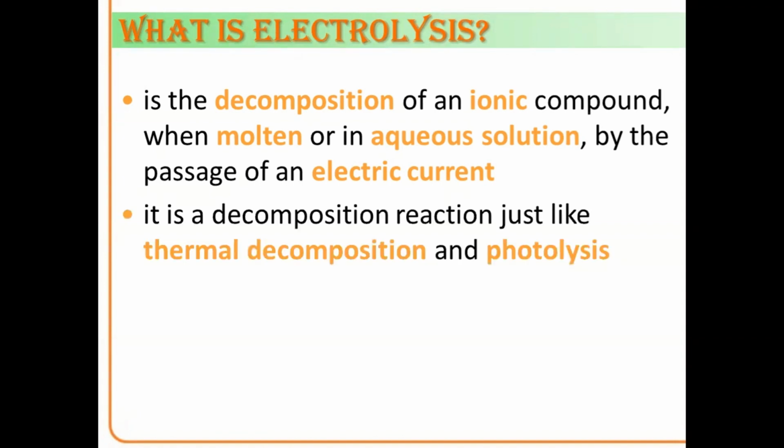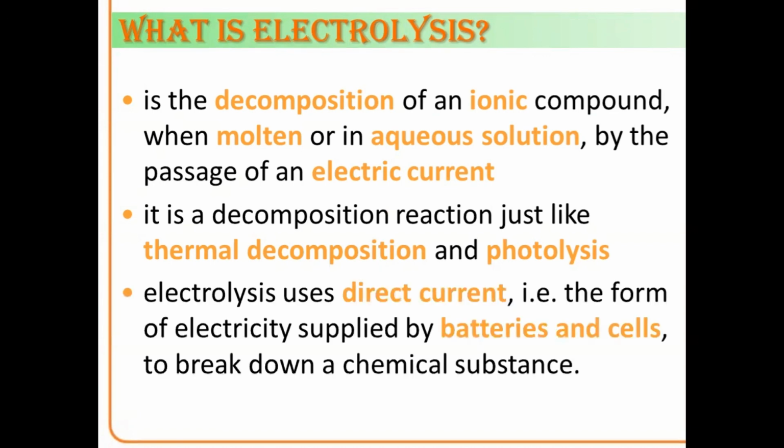Now, electrolysis is a decomposition reaction just like thermal decomposition and photolysis. You remember that for thermal decomposition, you need heat to break down a compound. And for photolysis, light is required to break down the compound. For electrolysis, we use direct current, that is the form of electricity supplied by batteries and cells to break down the chemical substance. Now, we are going to start by looking at an electrolytic cell.